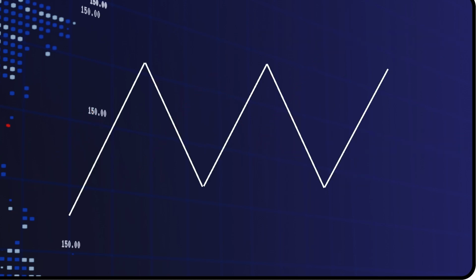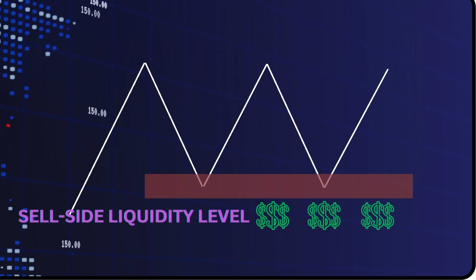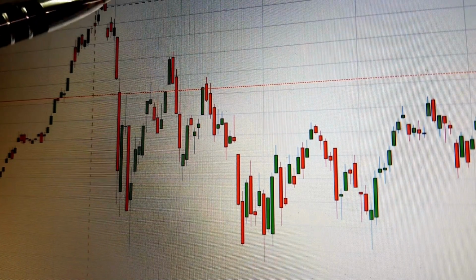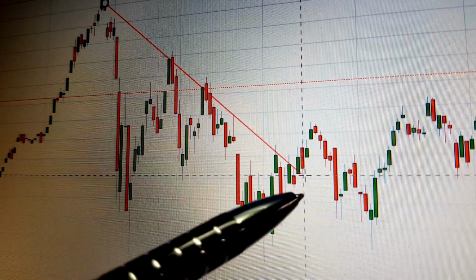Buy stops and stop loss around a resistance level represent what smart money terms buy-side liquidity, whereas sell stops and stop loss near or around a support level represent sell-side liquidity. When smart money traders analyze a chart, they pay close attention to these levels of support and resistance. But they don't just blindly enter a trade when price hits these levels.